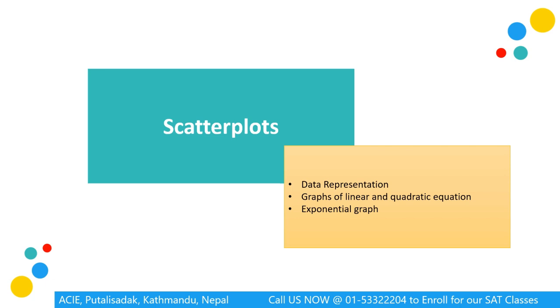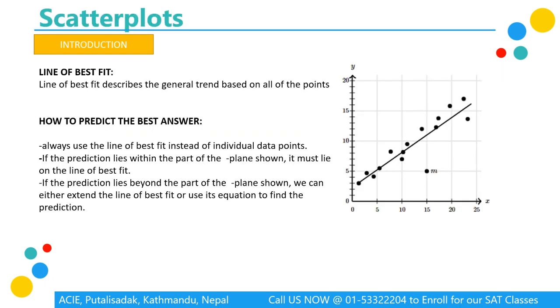So the first topic over here is going to be scatterplots math, the data representation itself. So here we need to know what line of best fit means. A line of best fit describes the general trend based on all of the points given to us. As we can see in the graph shown over here, there are going to be so many points, and they're not going to perfectly align together because that's just not how it works. But we can try to find a line which is the closest to all the points given.